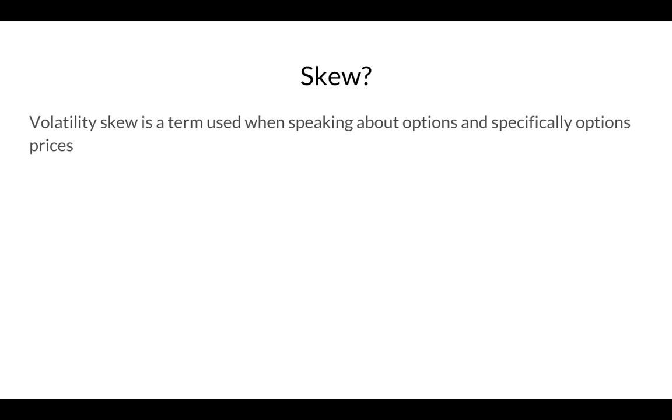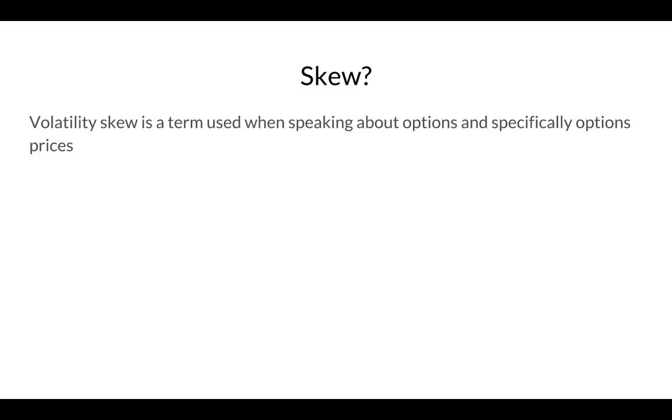Skew? Well, volatility skew is a term used when speaking about options, and specifically options prices. So options, really quick, what are options? Options are agreements to buy or sell 100 shares of stock for every option we have at a predetermined date at a predetermined price. So all options expire. That's where you get a predetermined date from, and all options have a certain strike price. That is the agreed upon price for the transaction.